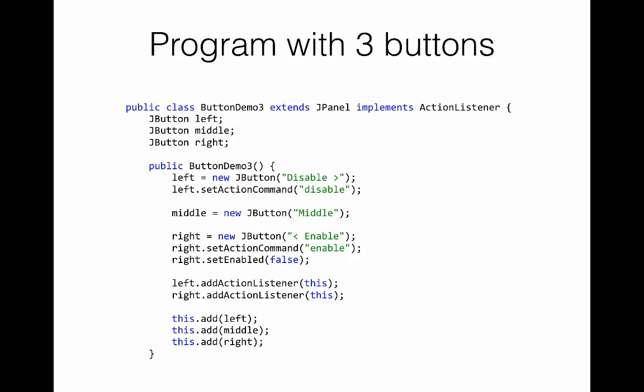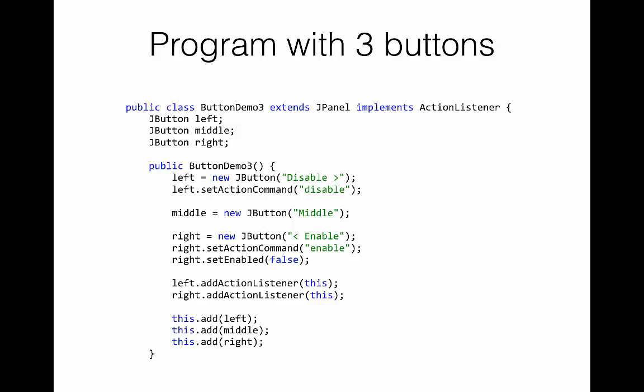The code you see here contains the 3 button fields and the constructor for our class, ButtonDemo3. In the constructor, we're setting the text of our left button to say disable. The middle button will say middle, and the right button will say enable. Notice a couple of things here.